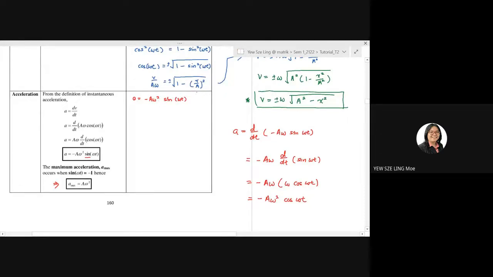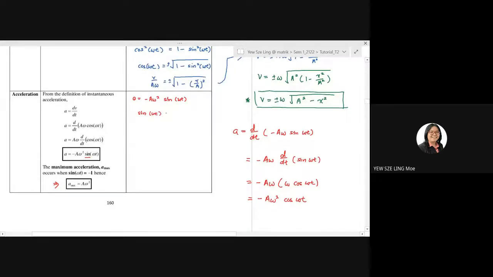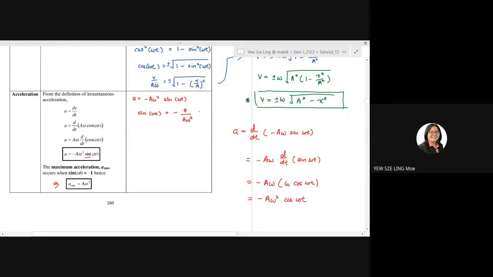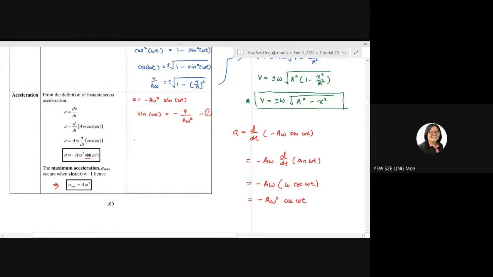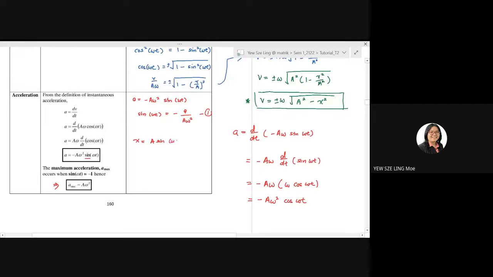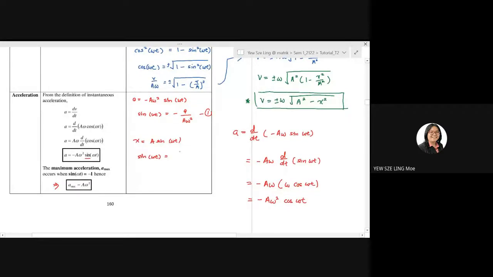Again, I want to remove t, so I rearrange the equation. Sine omega t is equal to negative a over a omega square. So this is my first equation. Now I want to relate it with x, so I'm going to go back to the equation for x. x equals a sine omega t. Rearranging, sine omega t is equal to x over a. So this is my second equation.